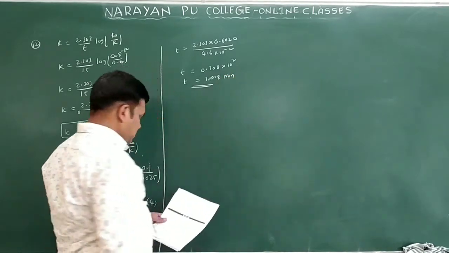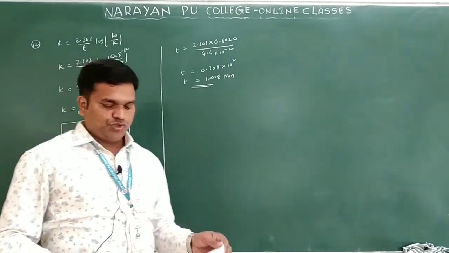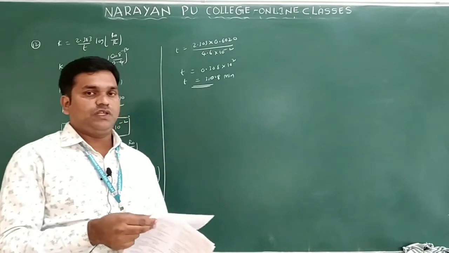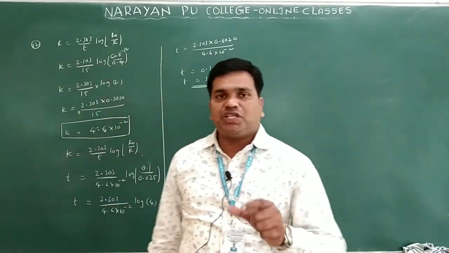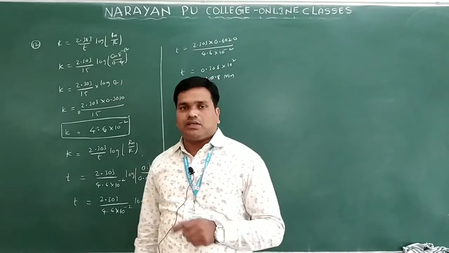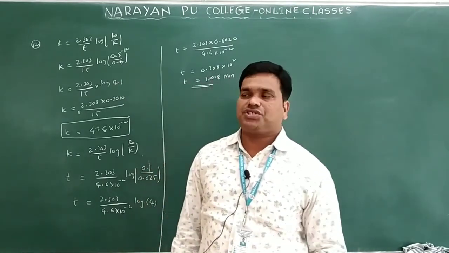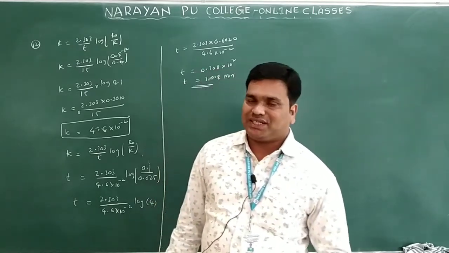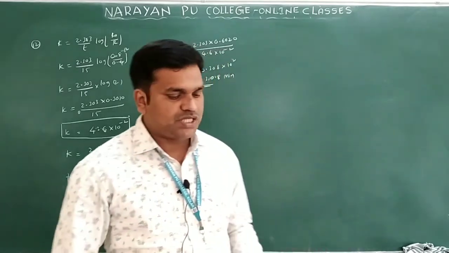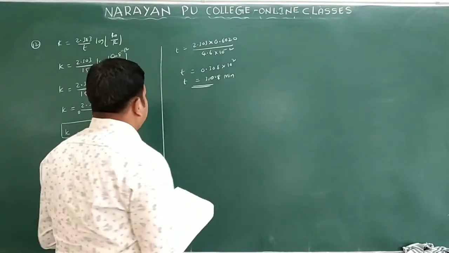So this is the answer for question number 12. Clear? What you are identifying from this is that by using the initial information, we find the rate constant, and by using that rate constant, we find the time for the next concentrations. Next, you will see question number 13.